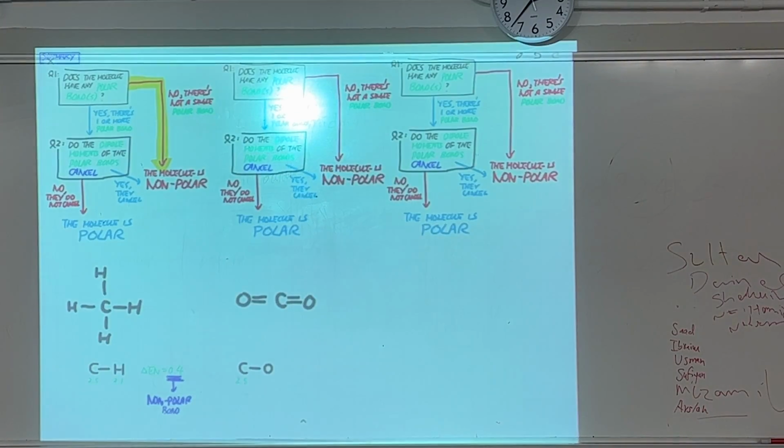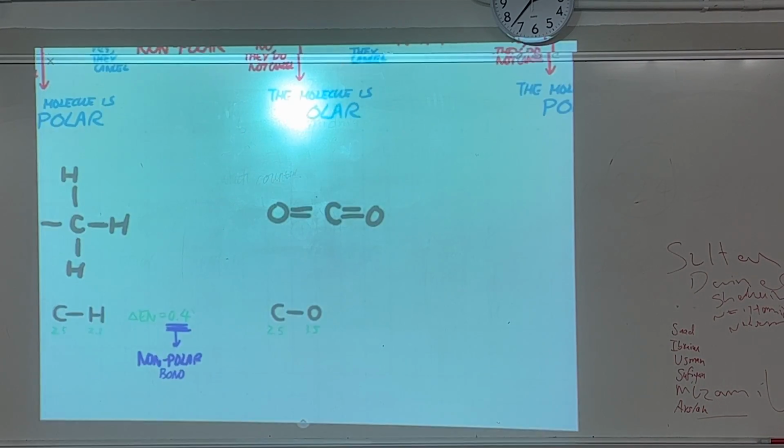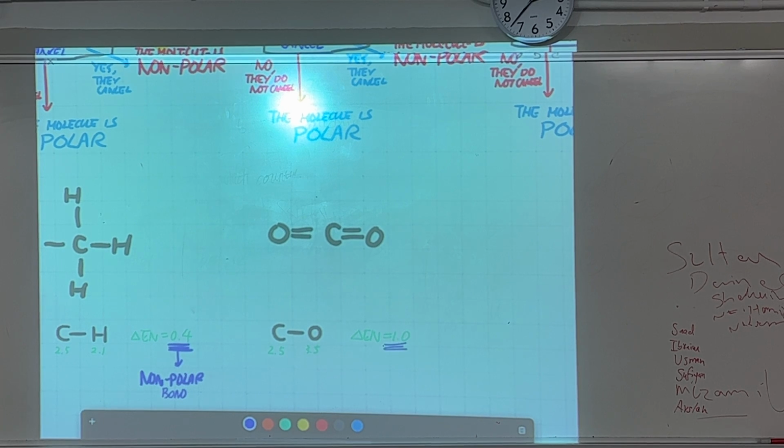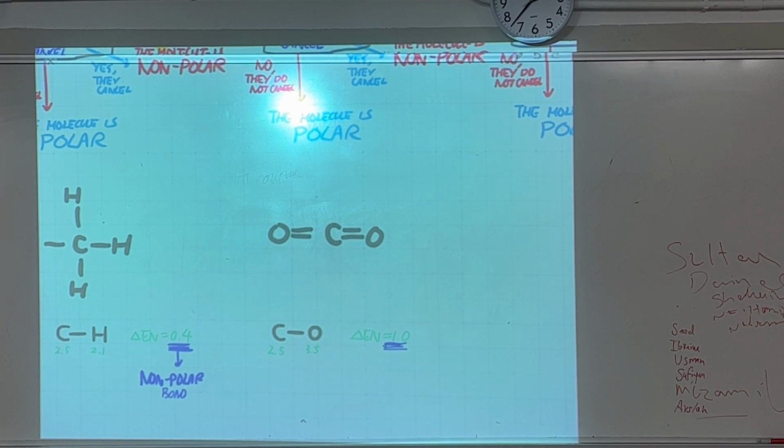What about when you have a molecule that looks like this? CO2. We look up the electronegativities again. So we have a C=O bond in here. C has an electronegativity of 2.5. O has an electronegativity of, I think, 3.5? Yeah, 3.5. So what is the electronegativity difference? 1. Is 1 greater than 0.4? Yes. So this is a polar bond. It's very logical, you see this process, okay?